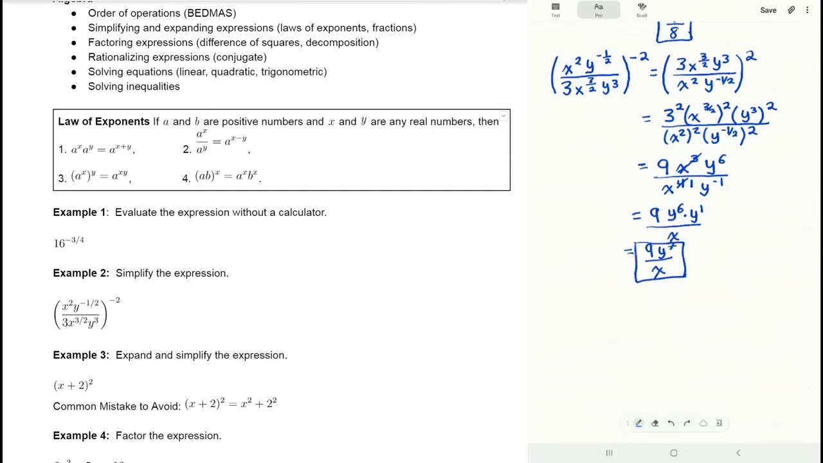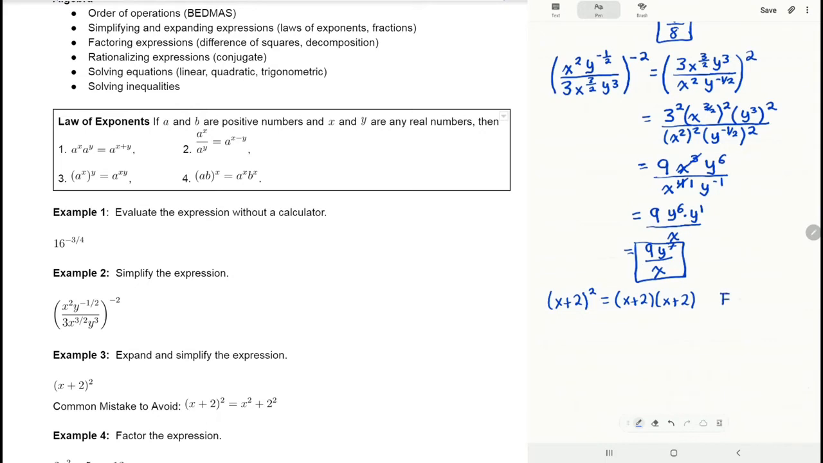So in the next example, we want to expand and simplify x plus 2 squared. So here we want to use what squaring means. So here we have x plus 2 squared, and this means x plus 2 times x plus 2. And now we want to use the distributive property to expand the terms.